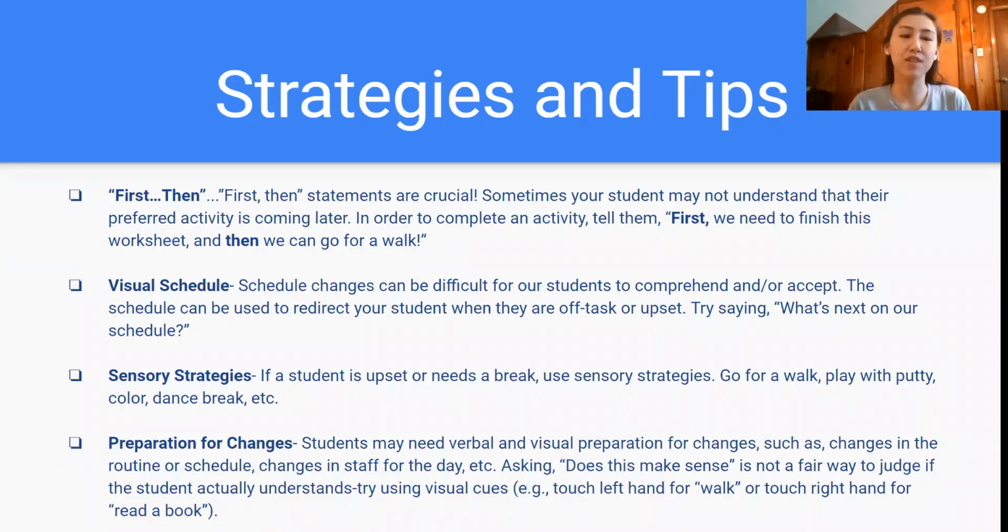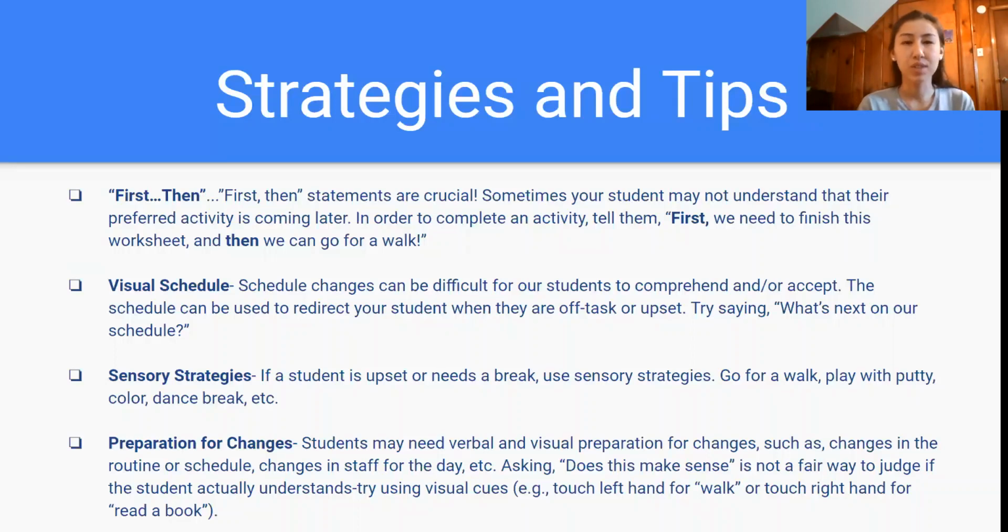Up first is first-then statements. These are really helpful if your student isn't really sure what's going to be happening next, or if they're having anxiety that they're not going to get their preferred activity. Let's say, for example, I'm working with Christian at table time, and he is just asking me nonstop about going for a walk or going to the park or something. And I can tell him, hey, how about first we finish these two worksheets and then we can go on a walk? Explaining to your student what's expected of them first in order to get what they're asking about.